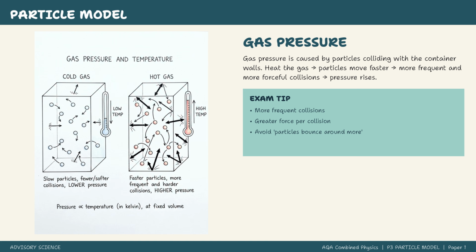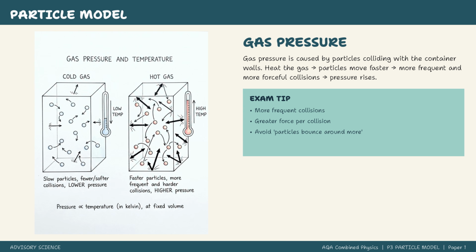Gas pressure. Gas pressure is caused by a microscopic game of dodgeball played inside a container. When gas particles move around rapidly, they collide with the walls, exerting a tiny force at a perfect right angle to the surface. If you heat a gas up, you increase the average kinetic energy of the particles, causing them to move much faster. Because they're moving faster, they hit the walls of the container much more frequently and with greater physical force, causing the internal pressure to spike.